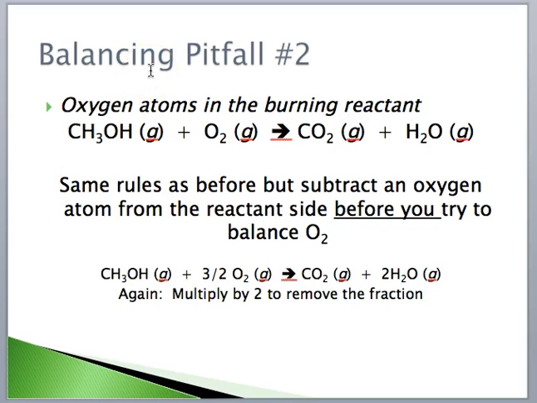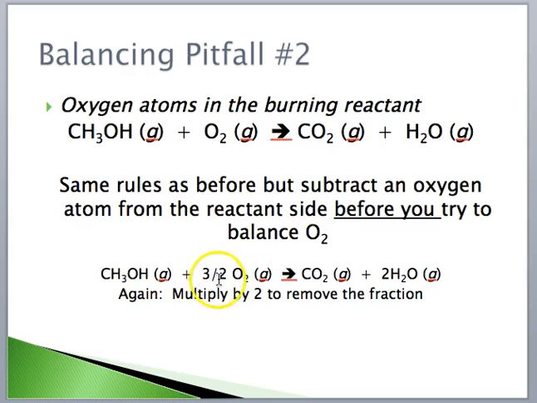The other balancing pitfall that we have is when I put that oxygen inside of the reactant that is burning. Notice, ooh, that can be pretty hairy. Do the same thing as we did before. So I balance my carbon, 1 carbon on the reactant side, 1 carbon on the product side. Then I look at my hydrogen atoms. I have a total of 4 on the reactant side. So to balance it, I have to put a 2 in front of the water molecule, because 2 times 2 is 4 for the hydrogen atoms.